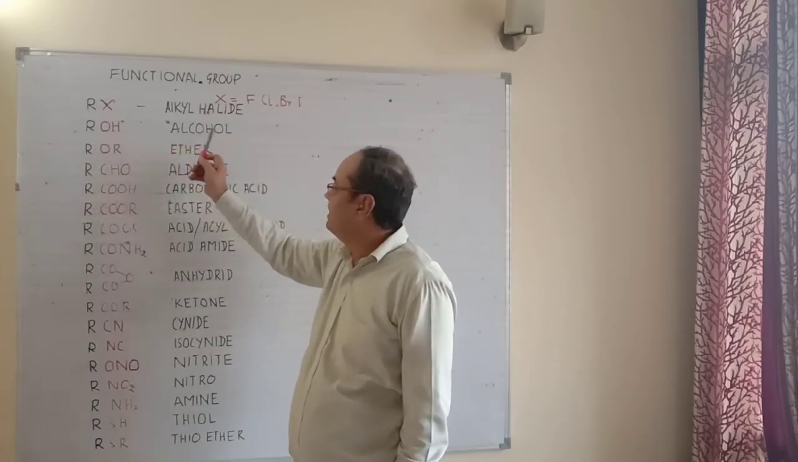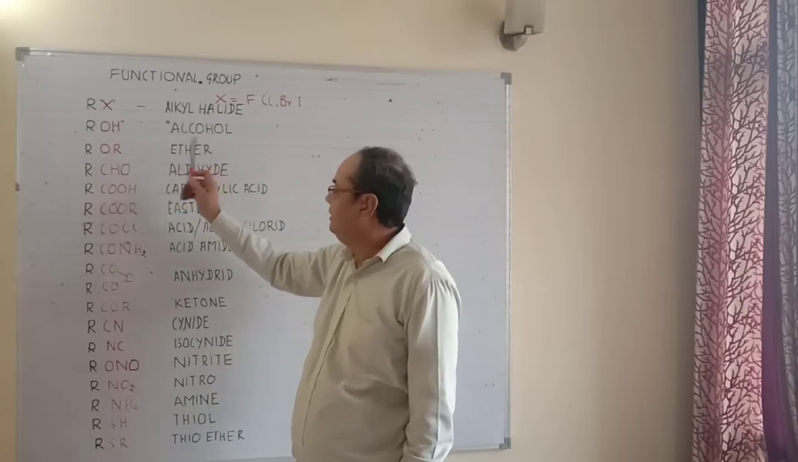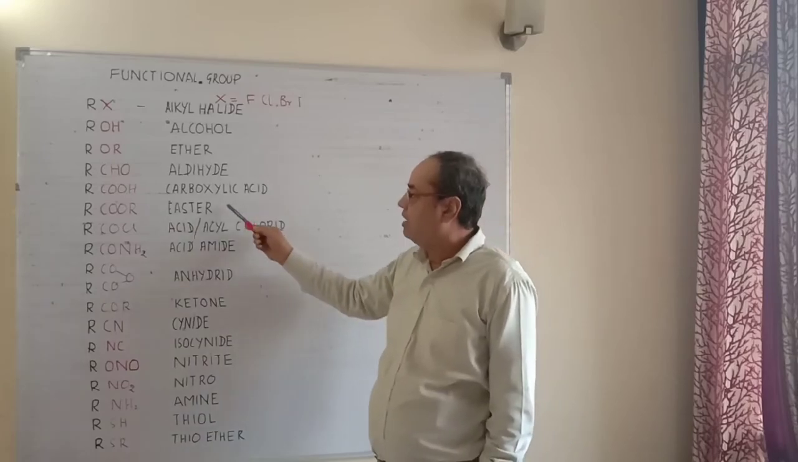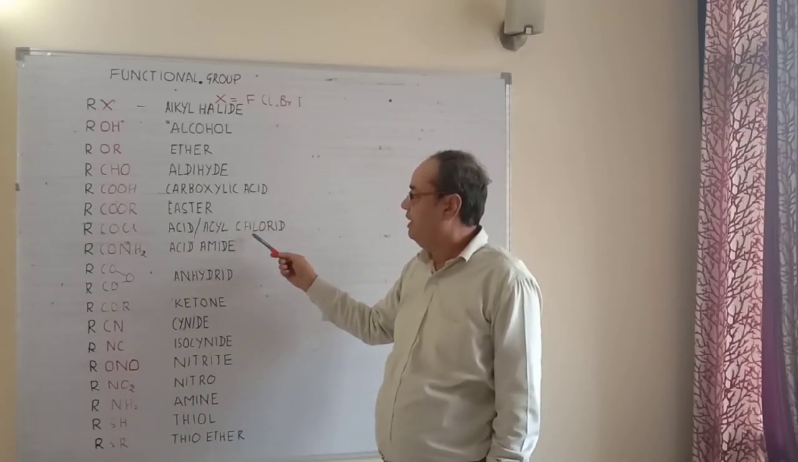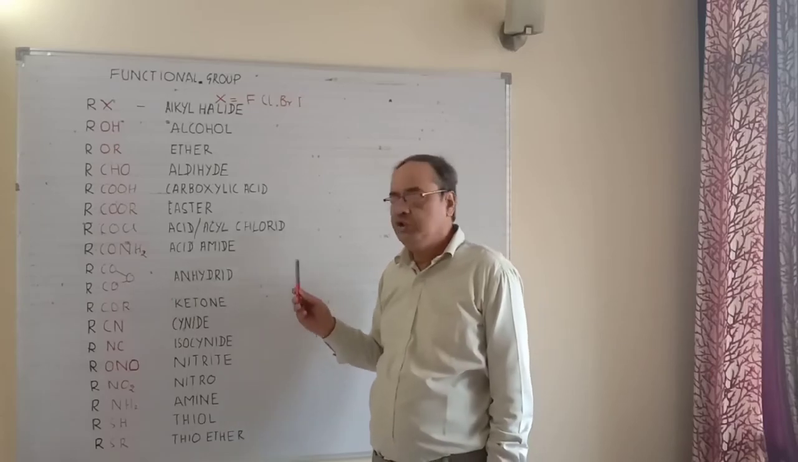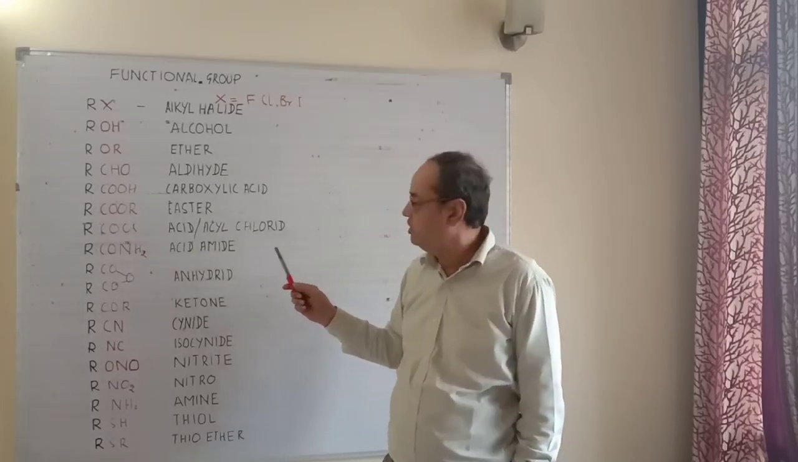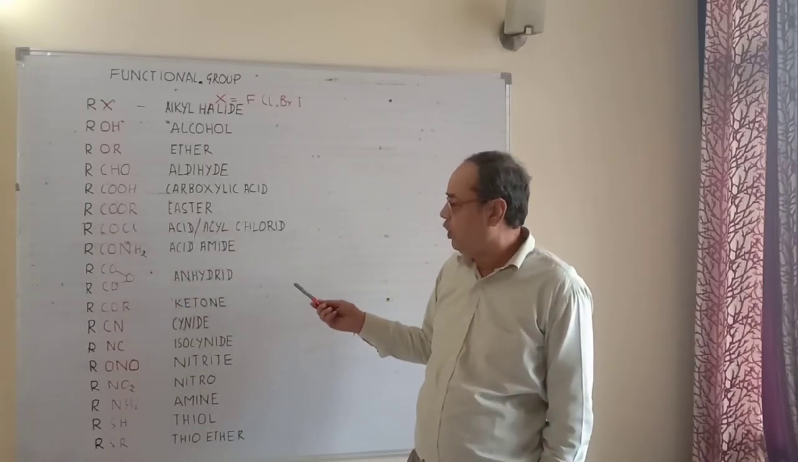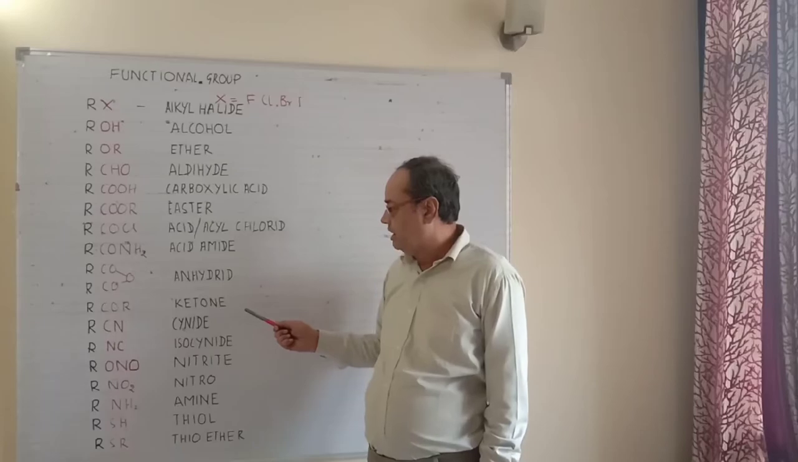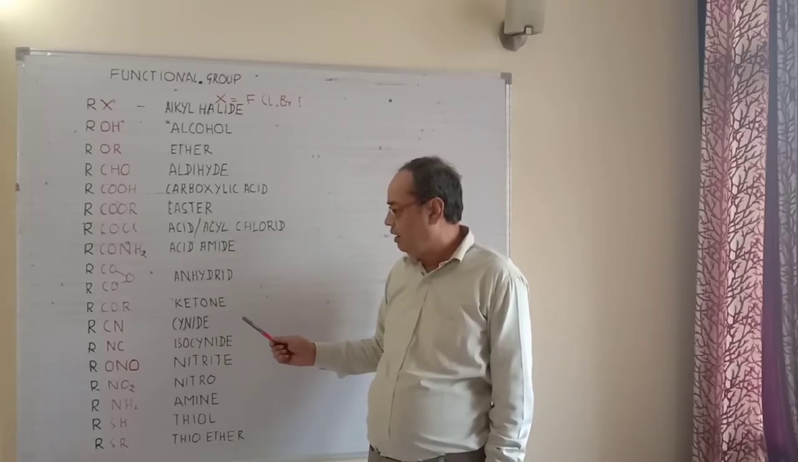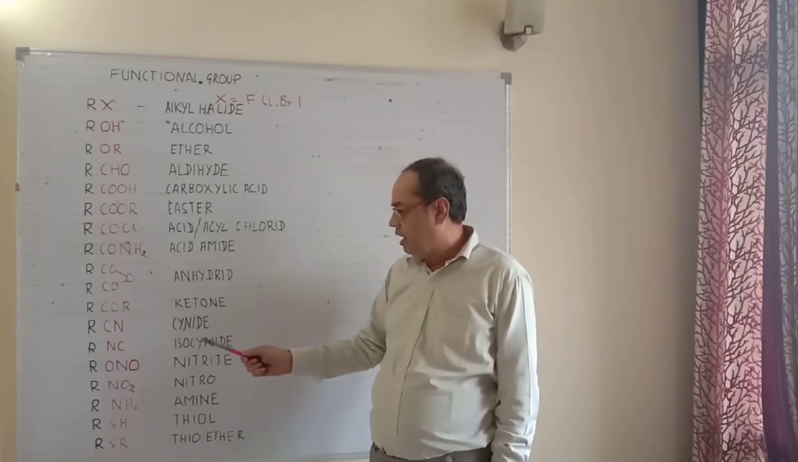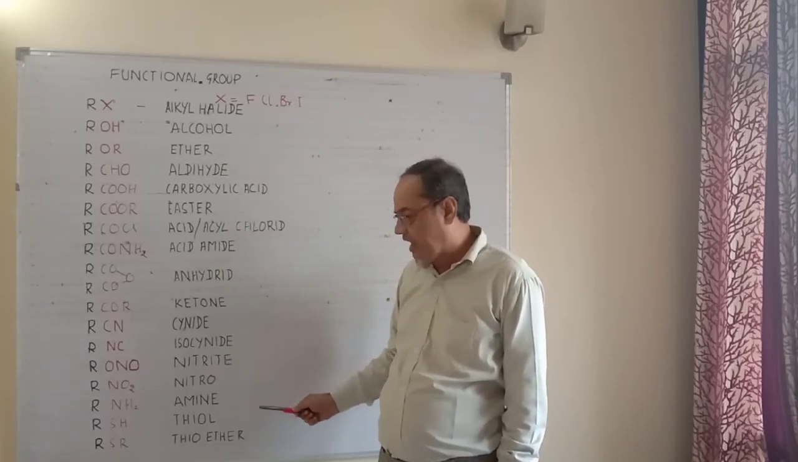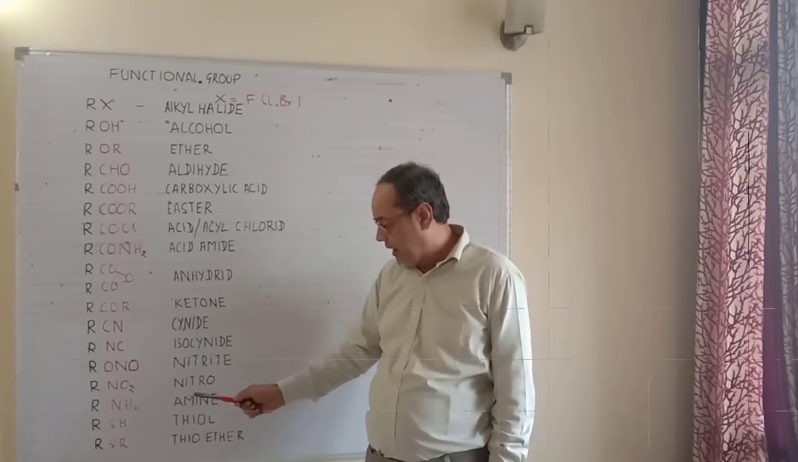Now ROH is known as alcohol, ROR is ether, RCHO is aldehyde, RCOOH is carboxylic acid, RCOOR is an ester, RCOCl is acid or acyl chloride, RCONH2 is amide, RCOOCOR is anhydride, RCOR is a ketone, RCN is a cyanide, RNC is an isocyanide, RONO is a nitrite, RNO2 is a nitro compound, RNH2 is an amine, RSH is a thiol or thioalcohol, RSR is a thioether.